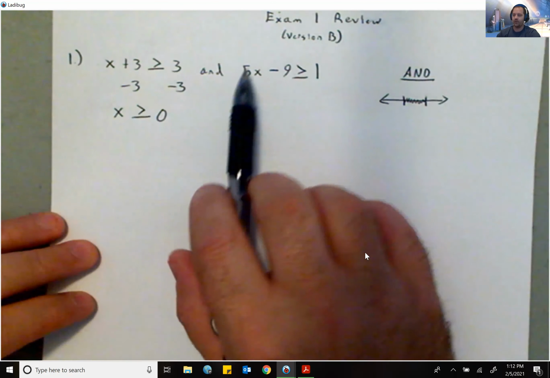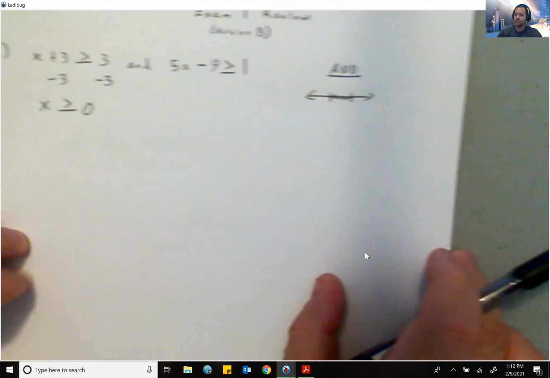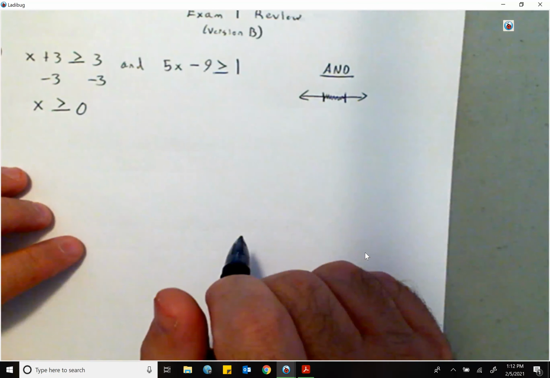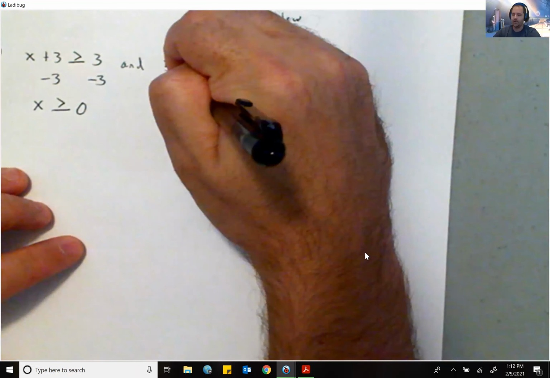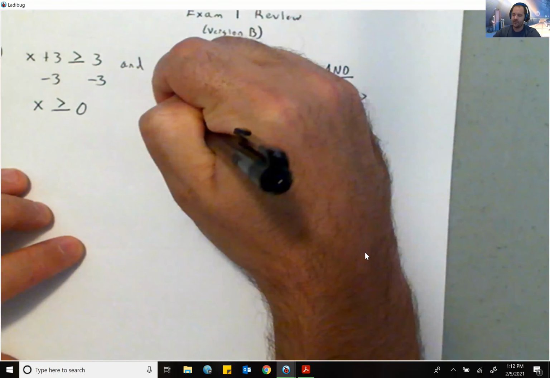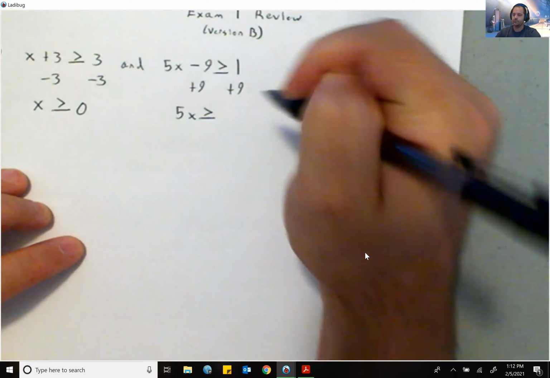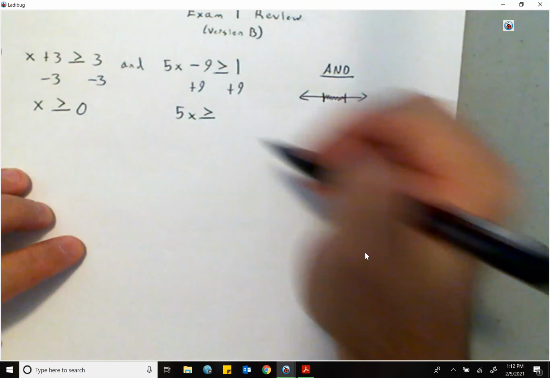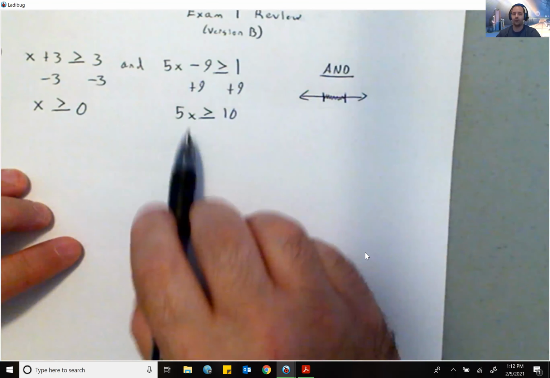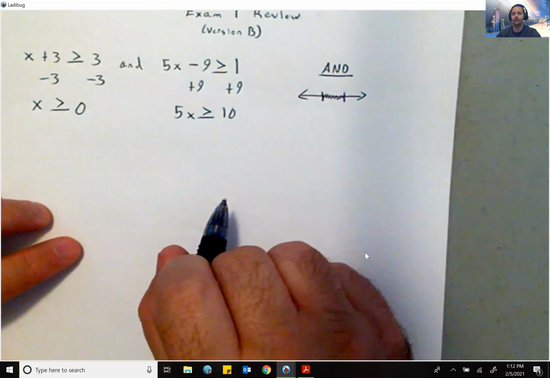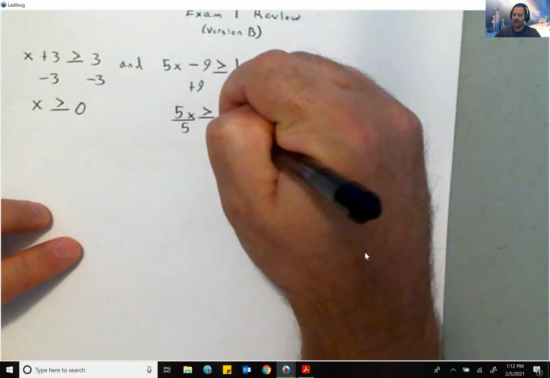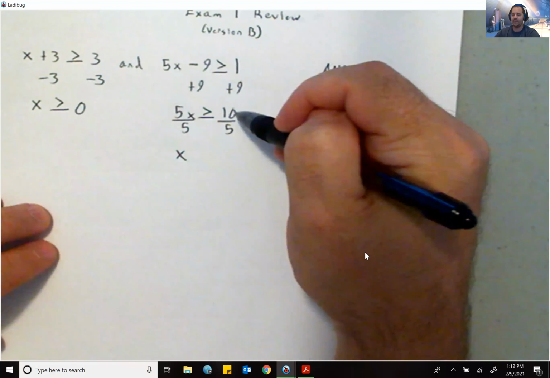All right, so we're going to come over here. We're going to solve this guy. So how do we get x by itself again? What are we going to do? Plus 9. Yay, add 9, add 9. 5x greater than or equal to 1 plus 9 is 10. You guys are killing this. You don't even need me. Now what are we going to do? You divide by 5. I love it. Yes, divide by 5, divide by 5. x, what is 10 divided by 5? 2.